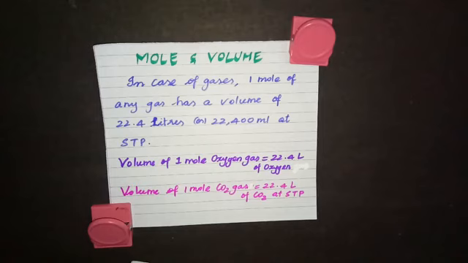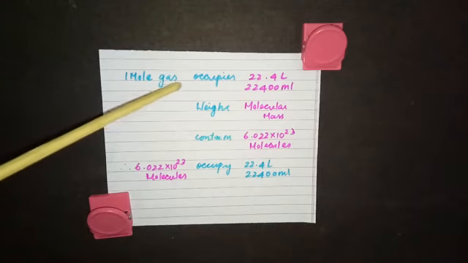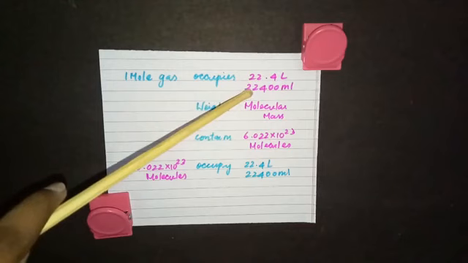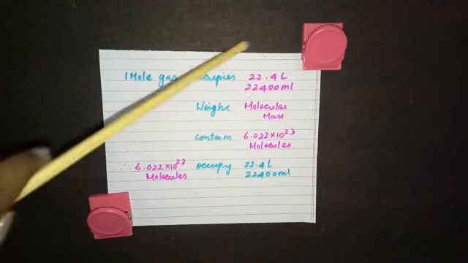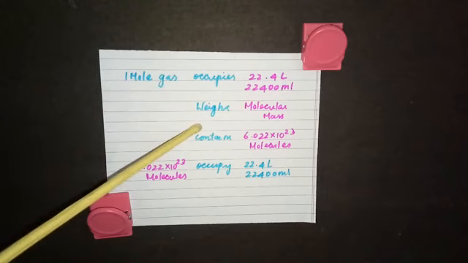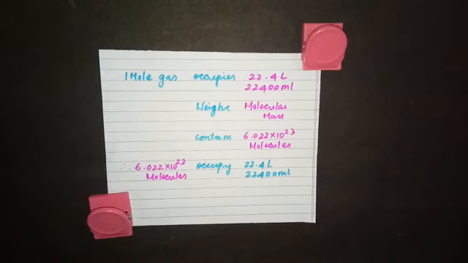Now we will see those relationships. Look at this. 1 mole of gas, any gas, occupies 22.4 liter or 22,400 ml. So that 1 mole of gas will have a volume of this, and 1 mole of gas always weighs molecular mass. Okay, if you're taking 1 mole of oxygen gas, what will be the mass of that? It will be equal to 32 gram.